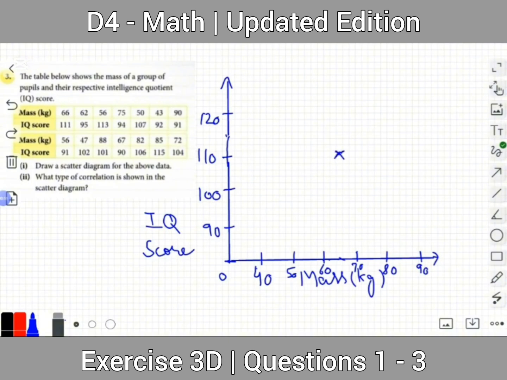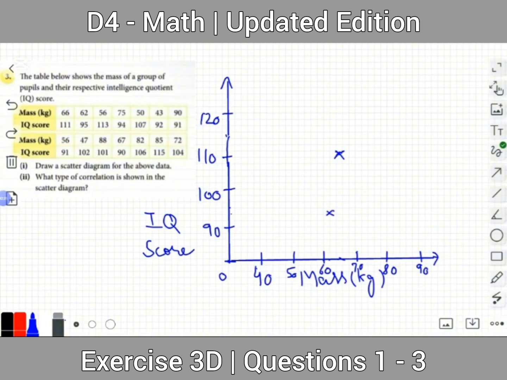Now for 62 and 95, here we have 62, and here we have somewhere here 95. Here we have 92, 94, and 96, and so 95 to 62. So here we have the second cross.